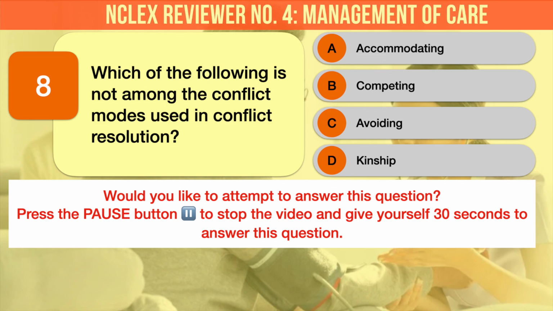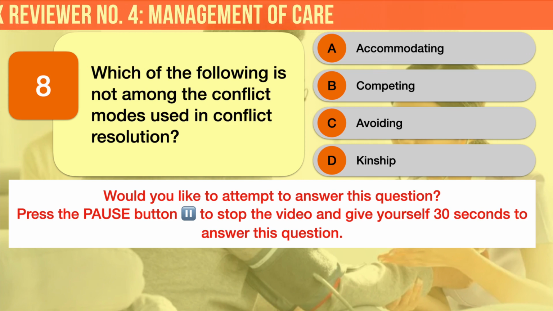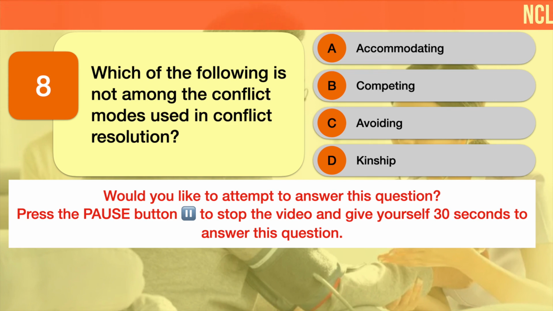Question number 8. Which of the following is not among the conflict modes used in conflict resolution? A. Accommodating. B. Competing. C. Avoiding. D. Kinship.